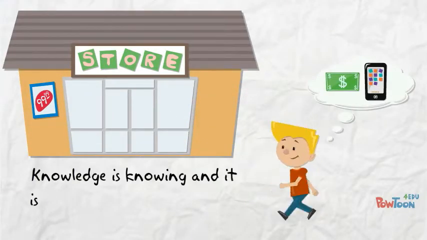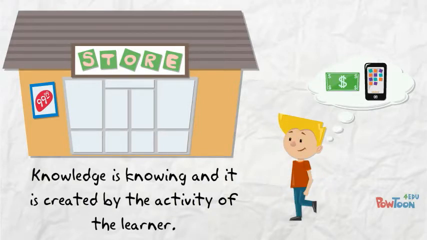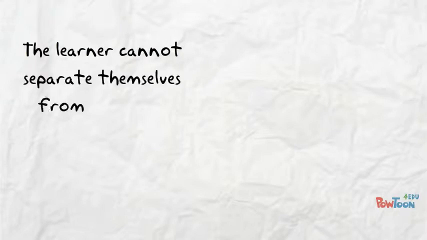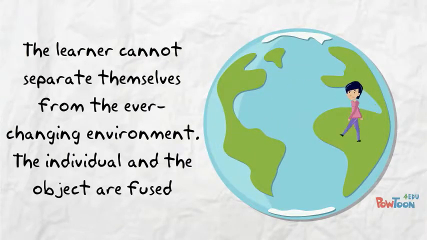So what is the nature of knowledge? Knowledge is knowing that it is created, and it is created by the activity of the learner. The second question, what is the relationship between the knower and reality? The answer is, the learner cannot separate themselves from the ever-changing environment. The individual and the object are fused.